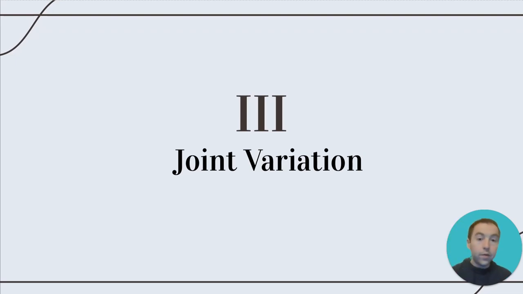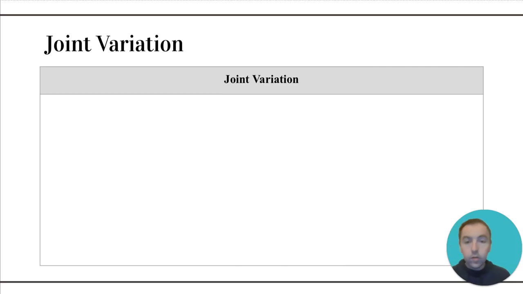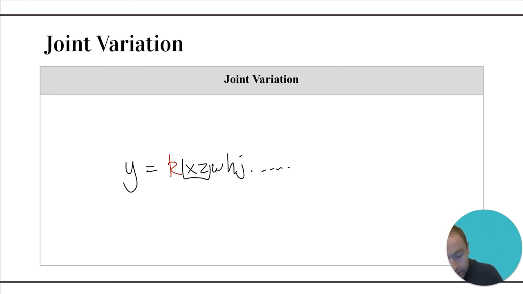All right, and then the very last type of variation that we'll look at here is joint variation. Ultimately, joint variation is going to have a relationship where you have a y variable, some sort of dependent variable that is alone, that you can write as your constant of variation, k, but then multiplied by lots of other different variables. Like x and z and w and h and j and however many variables you want. There just needs to be at least 2 or more variables for it to be joint.